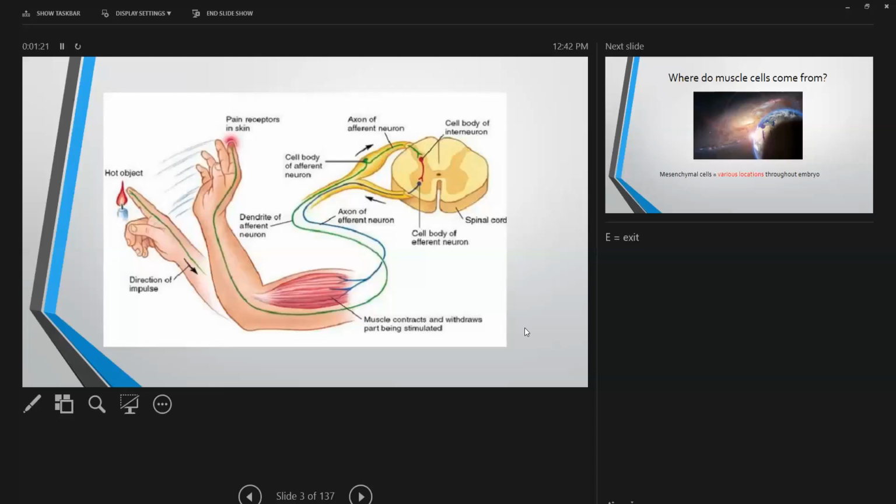Another thing that's good to take home for your neuroanatomy as well as your musculoskeletal anatomy is that the efferent axon is the axon that's exiting, and the afferent is receiving the signal. This is where the cell body is also housed for that afferent neuron.